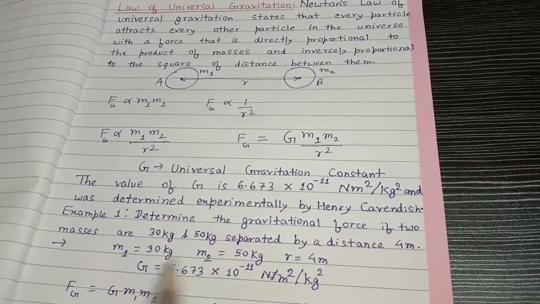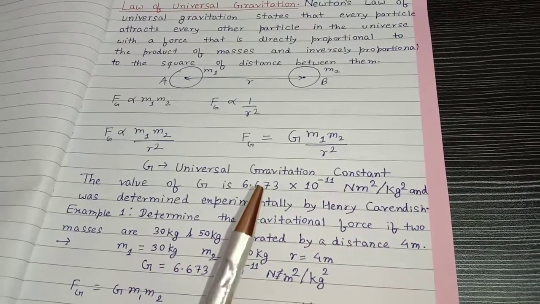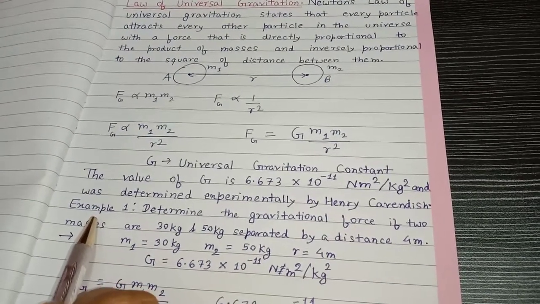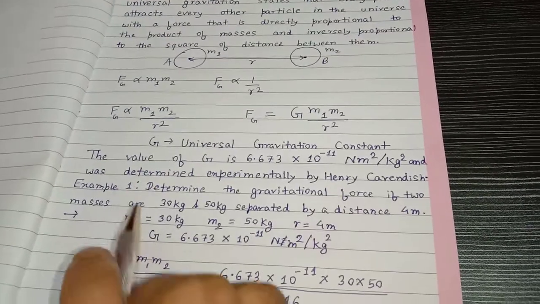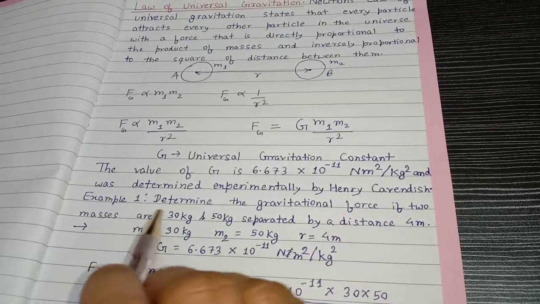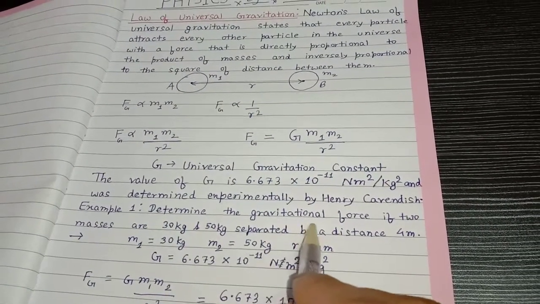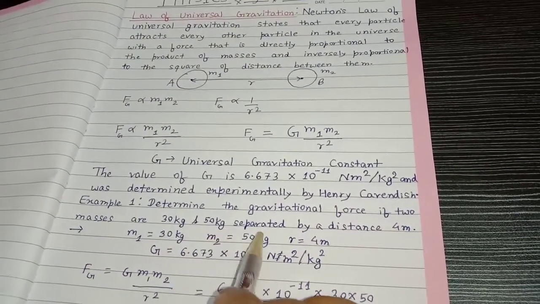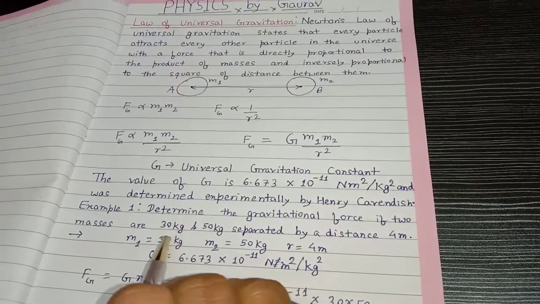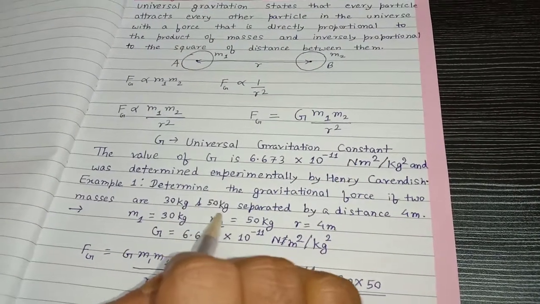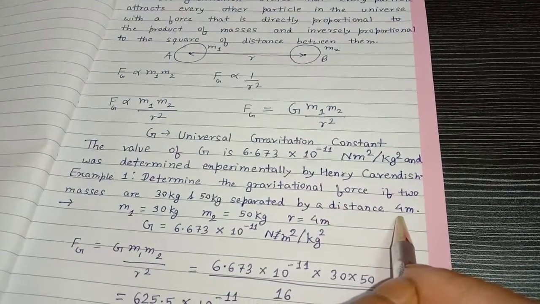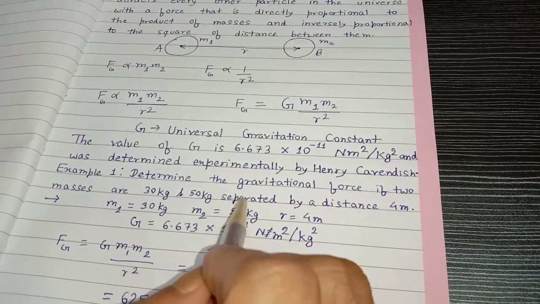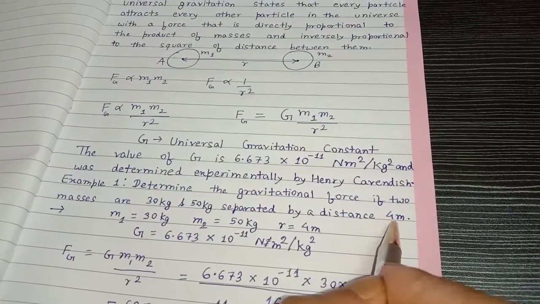Now you must have understood the definition and the mathematical expression, but let us understand it through one numerical example. The example given here is: determine the gravitational force between two bodies if the two masses are 30 kg and 50 kg, separated by a distance of 4 meter. What do we mean by separated by a distance of 4 meter? That the centers of the two bodies, A and B, are separated by 4 meter.